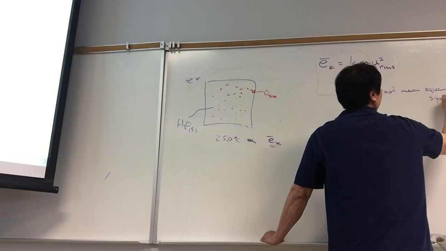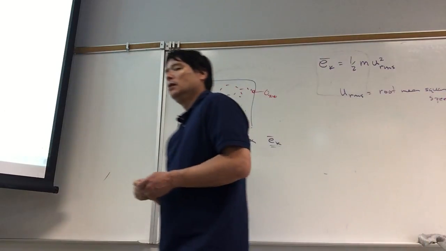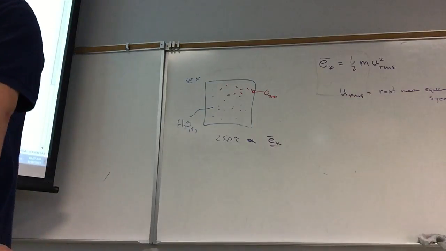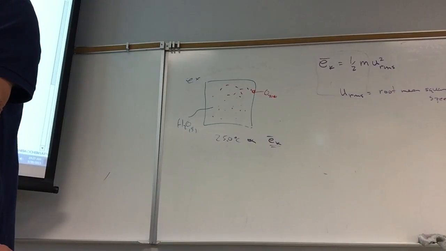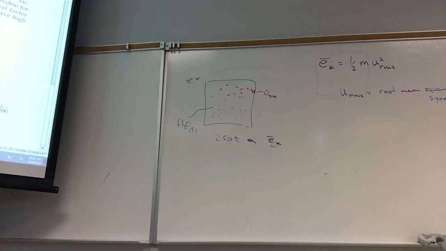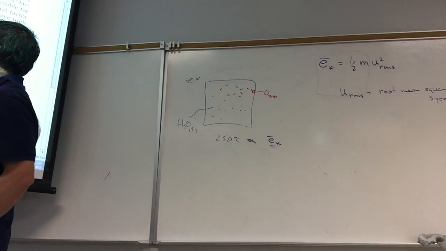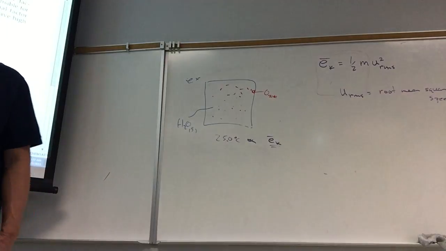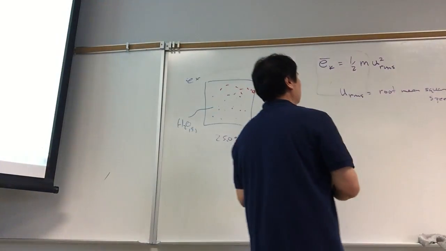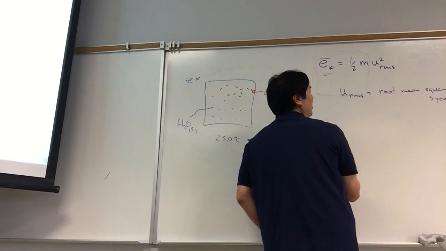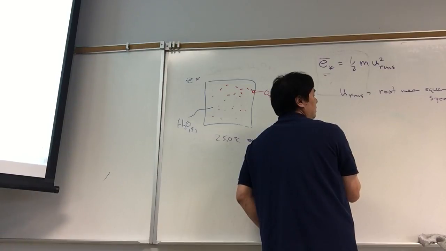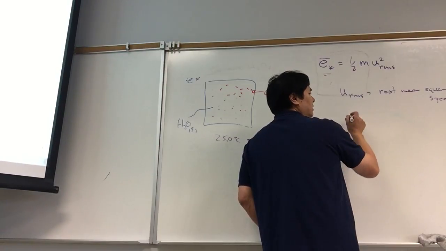Root mean square speed. So you take the average, mean, square root, something like that. You don't have to worry about that too much. Except that the RMS is what we're going to be most interested in, because that's going to give us the average kinetic energy. And so the RMS speed, how would you think about this?